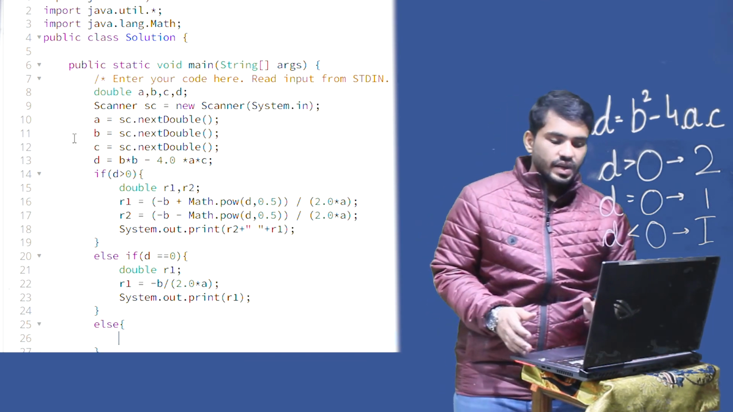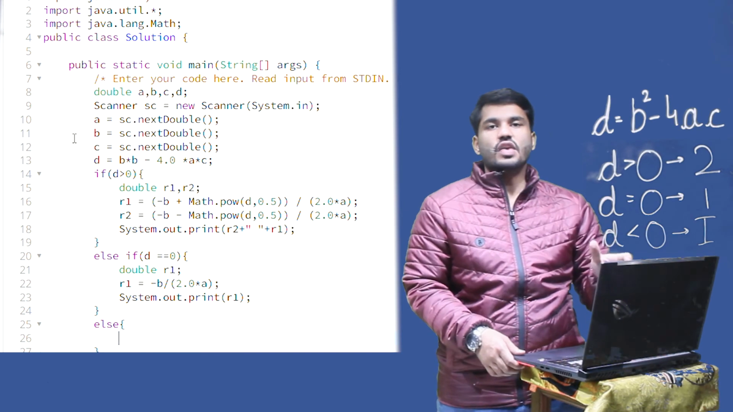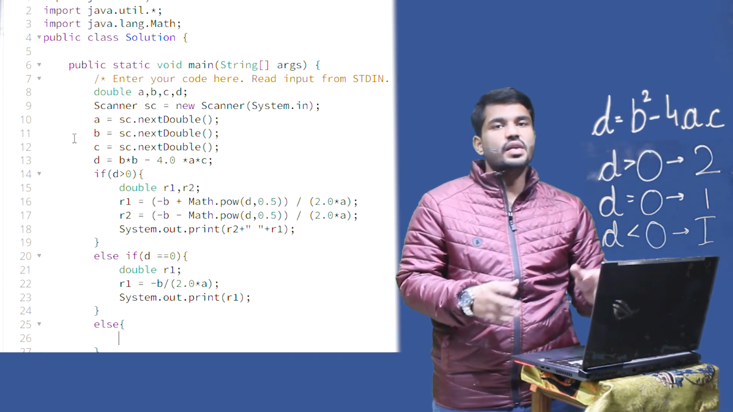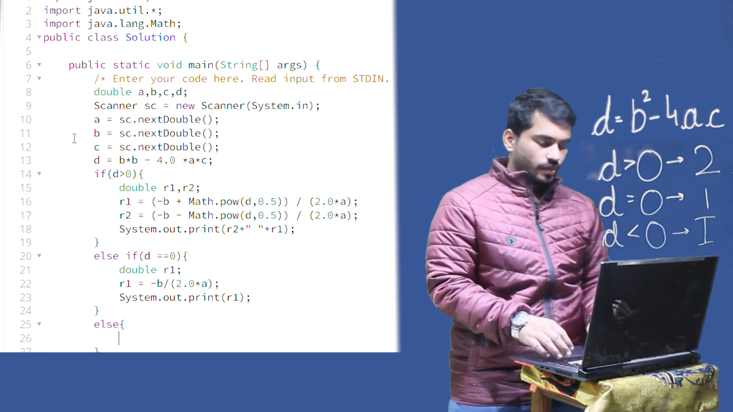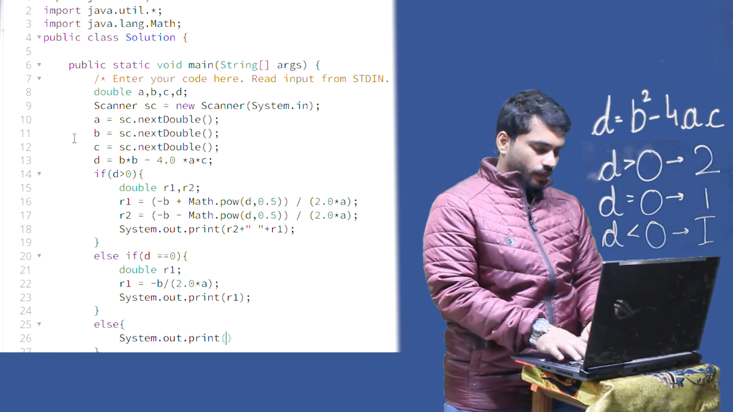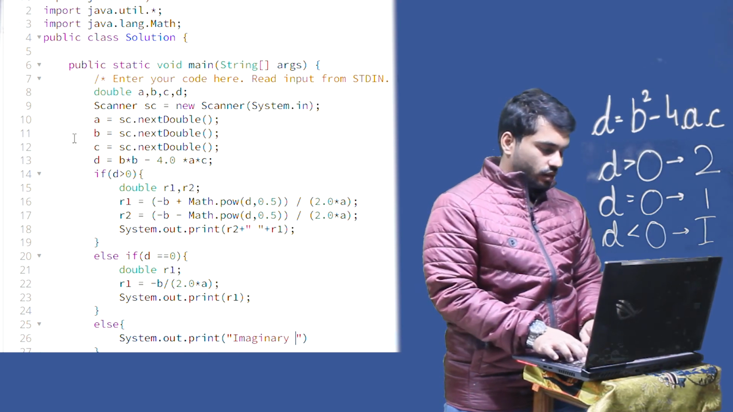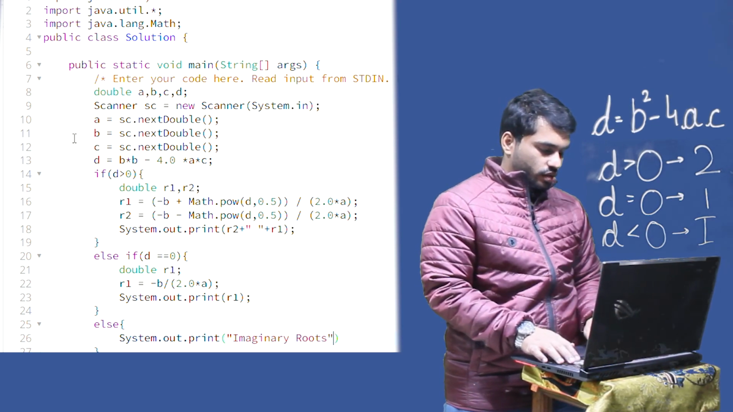Now if D is less than 0, then we have imaginary roots and we don't have to calculate those. We'll just display imaginary roots and we are done. So system.out.print imaginary root.